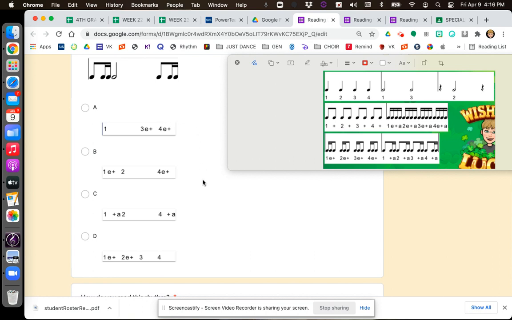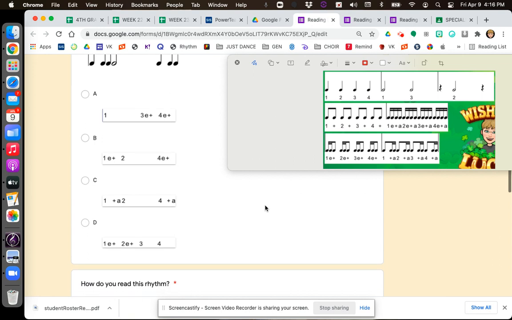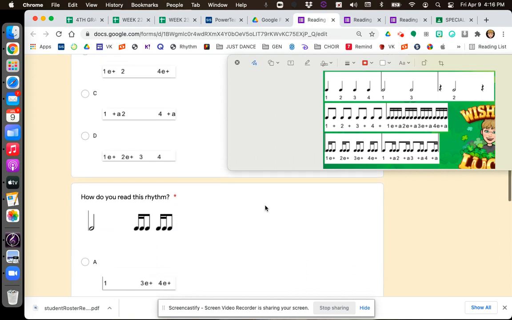Choose your answer. Do not get 1 and confused with 1 and a. We're doing the 1 and a. And is a plus sign, followed by an A. Pause the video if you need to. I'm moving on.